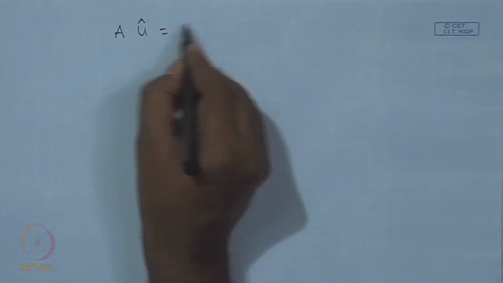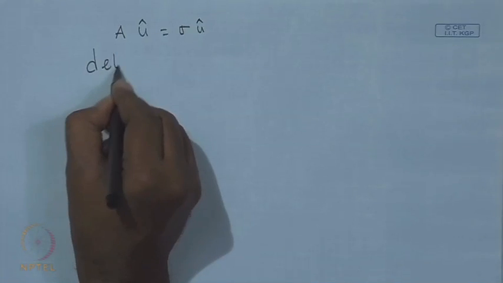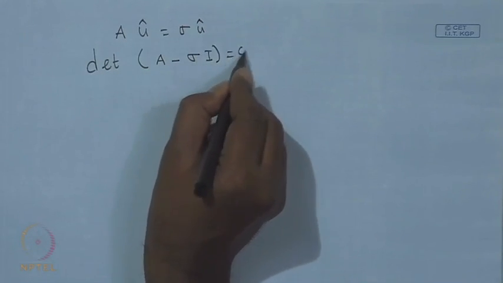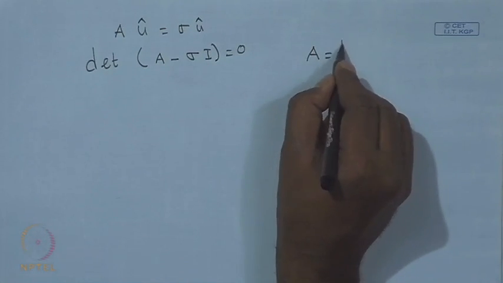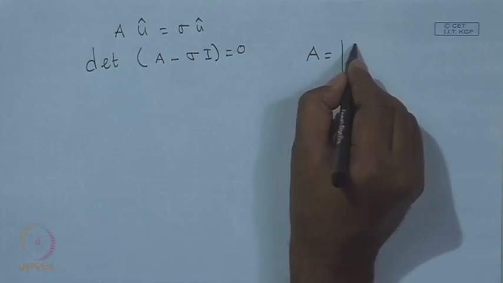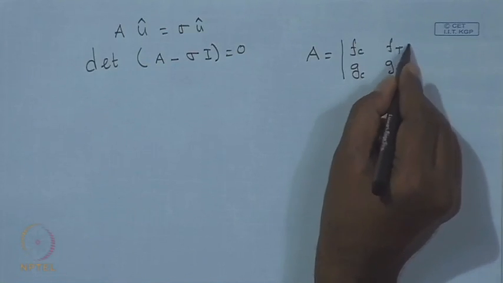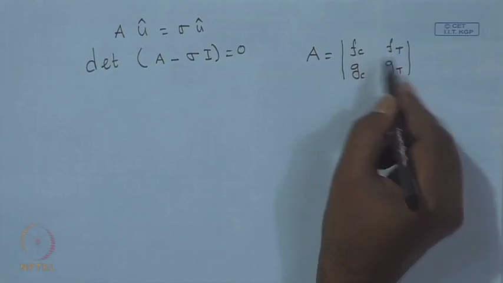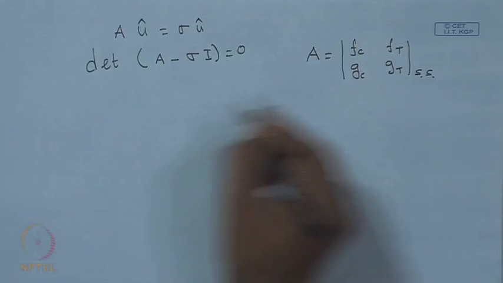So, if you look into the matrix A, A u hat is equal to sigma u hat, and eigenvalues are obtained by evaluating the determinant of A minus sigma I is equal to 0. The matrix A is nothing but the Jacobian matrix containing Fc, Ft, Gc and Gt, and these partial derivatives with respect to concentration and temperature are evaluated at the steady state.